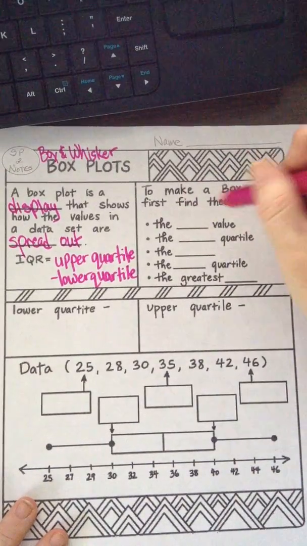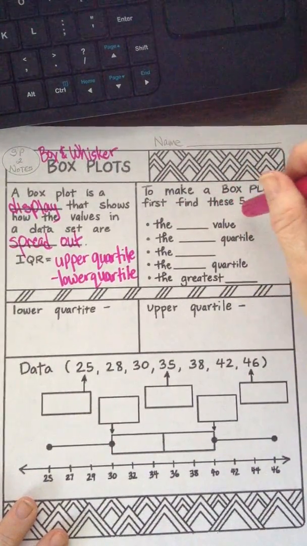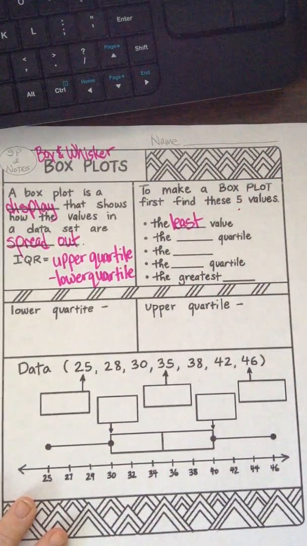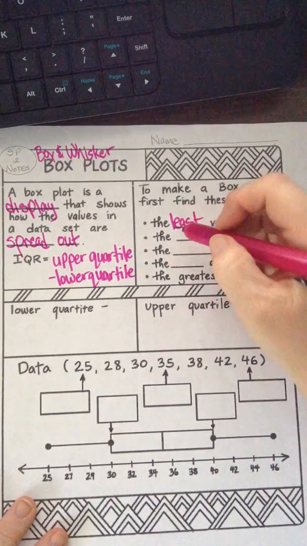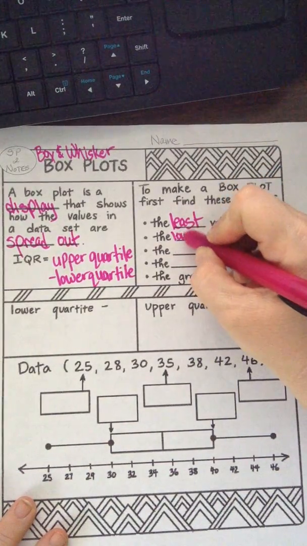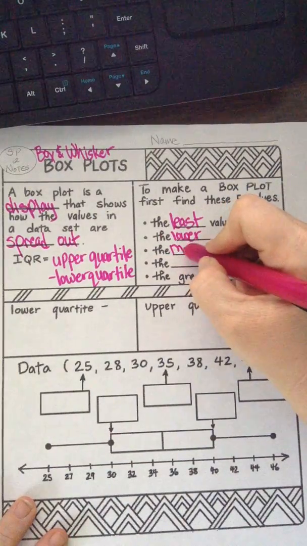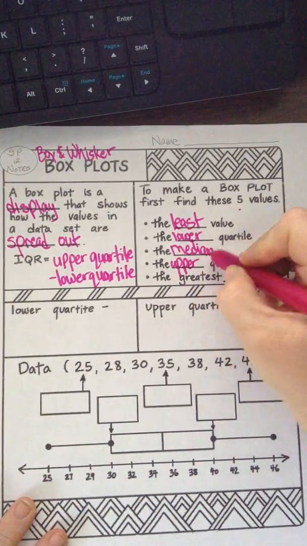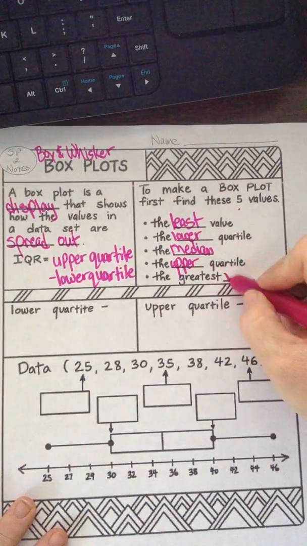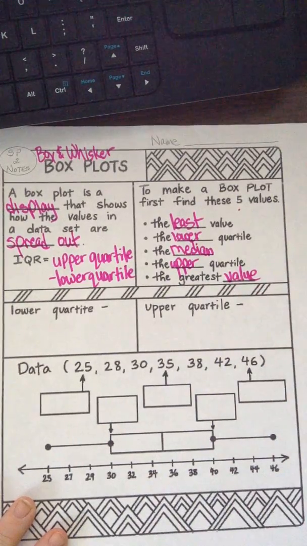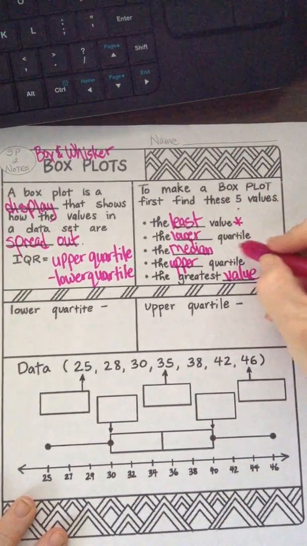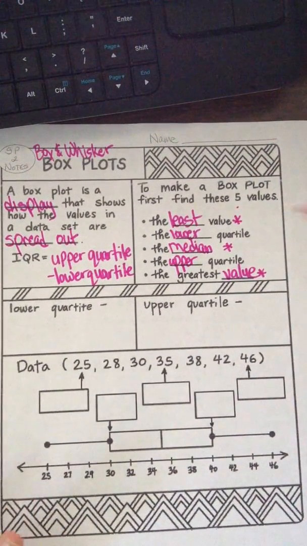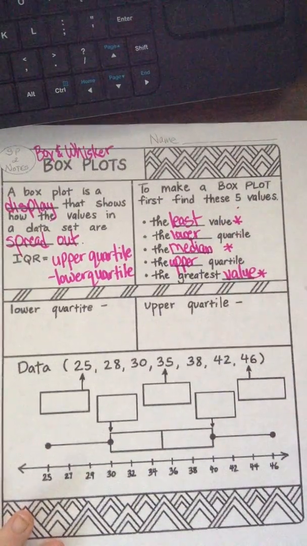To make a box plot, you have to first find 5 values. You first have to figure out what is the least value. And you're going to find out the lower quartile. You need the median. You need the upper quartile. And you need the greatest value. Now I'm going to tell you this one and this one are the super easiest, and you can't find these other two without these 3.